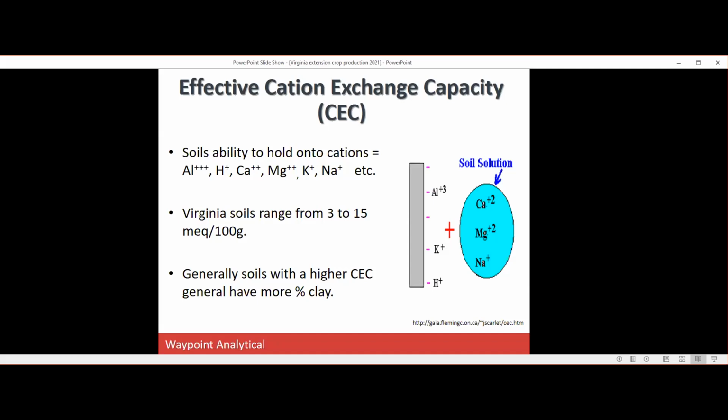So generally, we will see a CEC of less than 6 if it's sandy, and if we have a heavier textured soil with loads of clay in it, we're probably going to get to a CEC around 14.